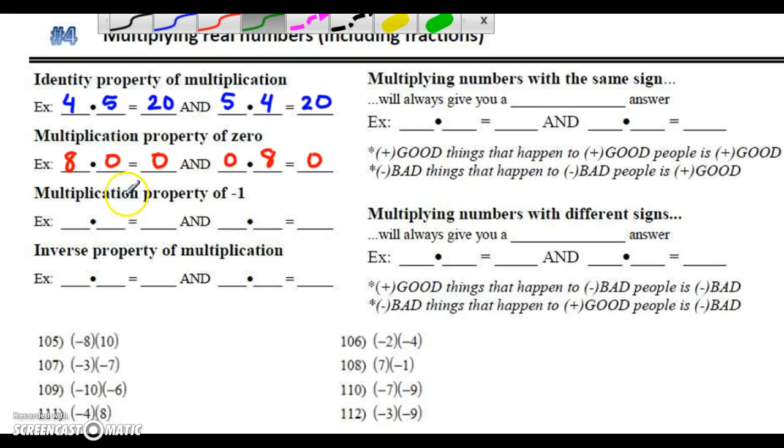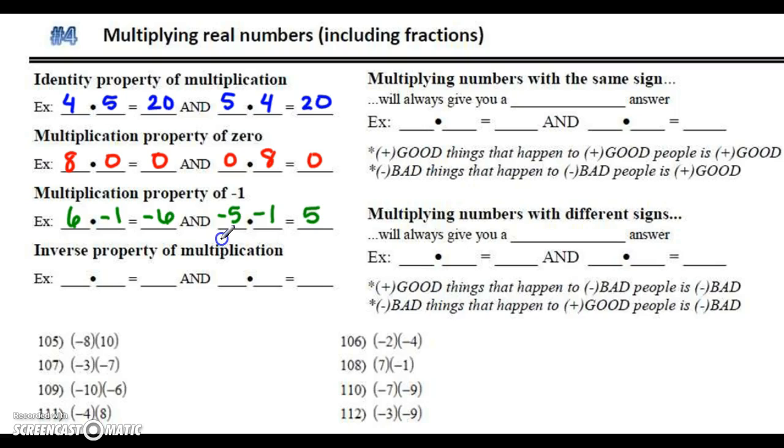Next is the multiplication property of -1. When we take a number, let's say 6 times -1, we get -6. And if we were to take -5 times -1, we would get +5. So notice that a positive times a negative is getting us a negative here, and a negative times a negative is getting us a positive.